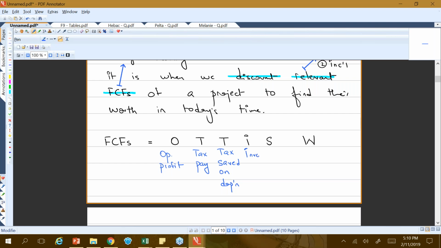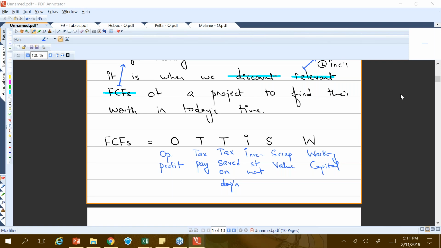I is for the investment, and we mean here the initial investment. S is the scrap value or the realizable value of your assets once the project is done. And finally, W is the working capital. So this is the memory aid with which we can compute the free cash flows. And once we have got the free cash flow, we can then look at discounting it to find the NPV. Please remember that free cash flow is a cash flow which does not need any more adjustments. It is simply ready for discounting. So nothing needs to be done on these free cash flows, and we can see why, because all the adjustments are made within the OTISW.